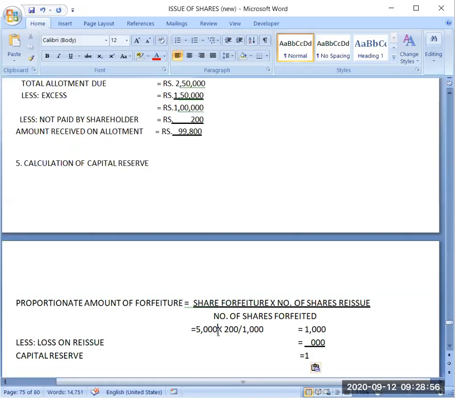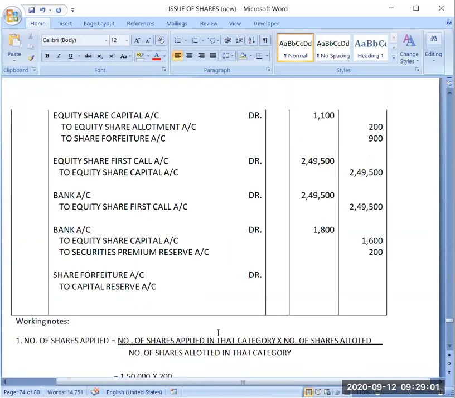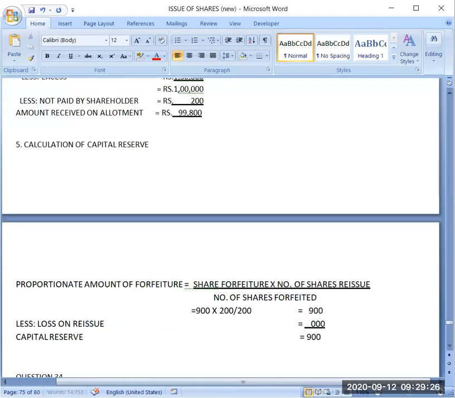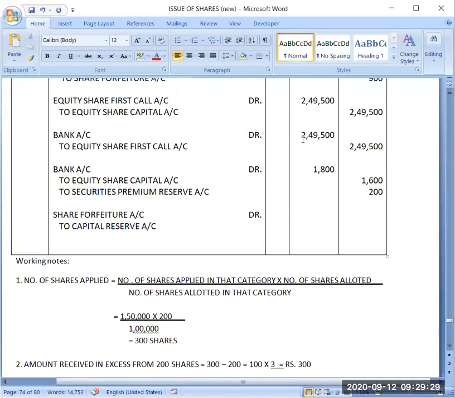So now the share forfeiture account was having a balance of how much? 900. Yes. Multiplied by 200 I have reissued and 200 I have forfeited, so the proportionate amount will also be 900. And because we are reissuing at premium, there is no loss on reissue. So the capital reserve will also remain 900. Yes, clear?